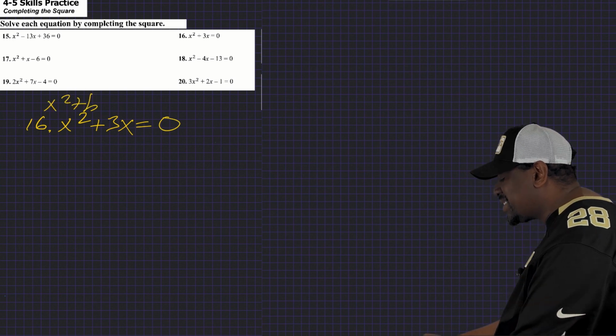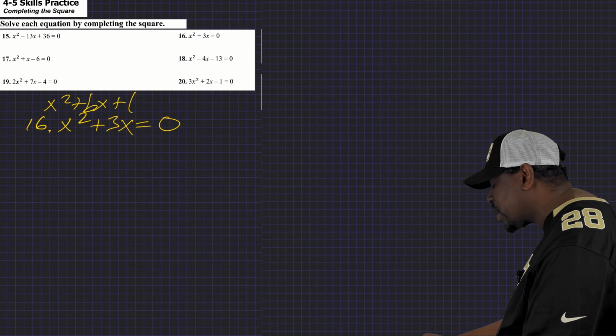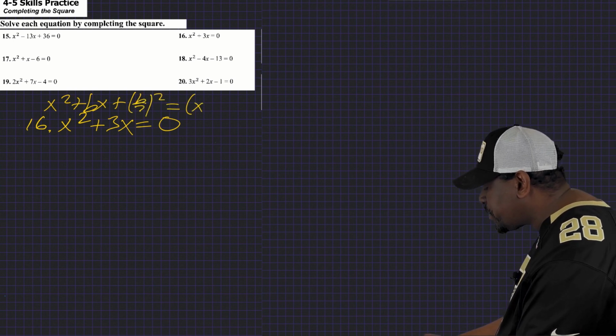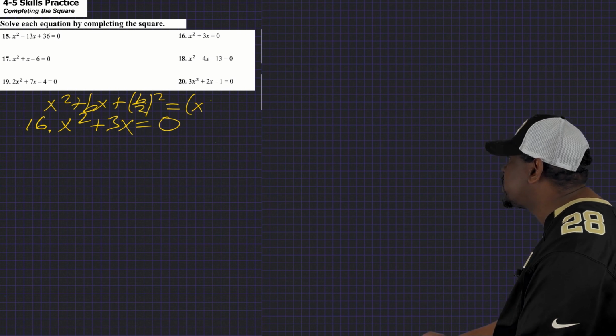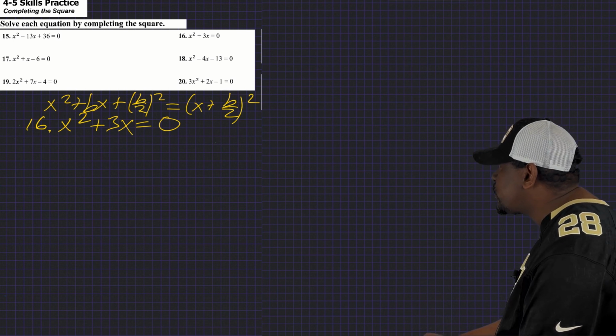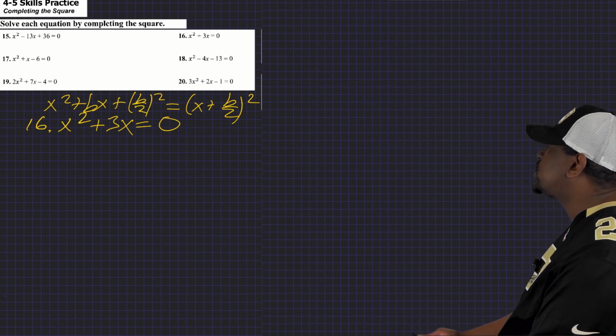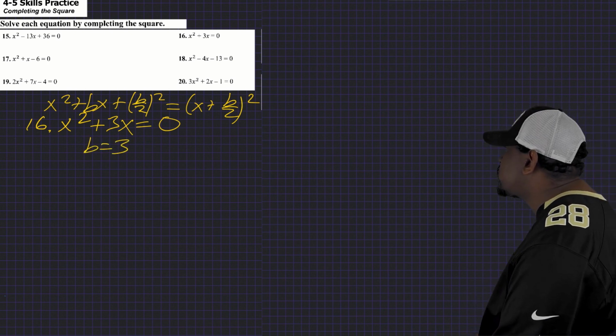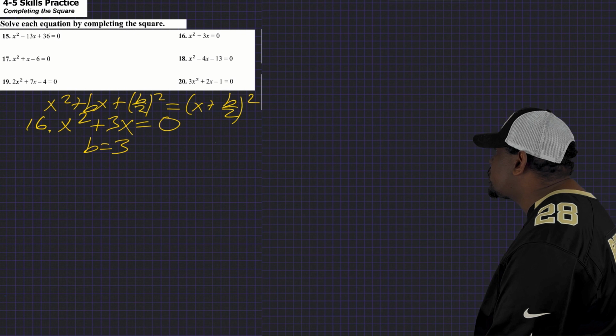So this is actually an ideal way to complete the square because you only have two terms. You can create your third term in this problem very easily by adding b over 2 squared to both sides. So you write your general formula first, which you always want to do when you complete the square: x squared plus bx plus b over 2 squared equals x plus b over 2 squared.